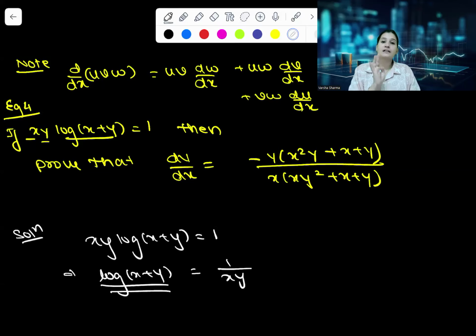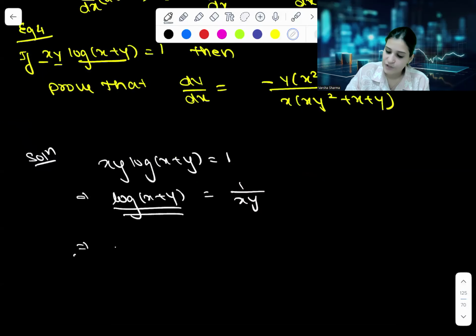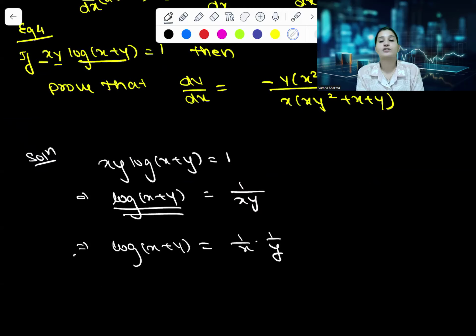So that's why I'm not saying to learn this. If you directly applied the product rule, then after some simplification and substitutions, you will get this answer. That's not a problem. But if you visualize or prove it earlier, it becomes easier for us. So the right hand side, I can visualize as 1 upon x into 1 upon y. Can I do that, so that I can apply the product rule?